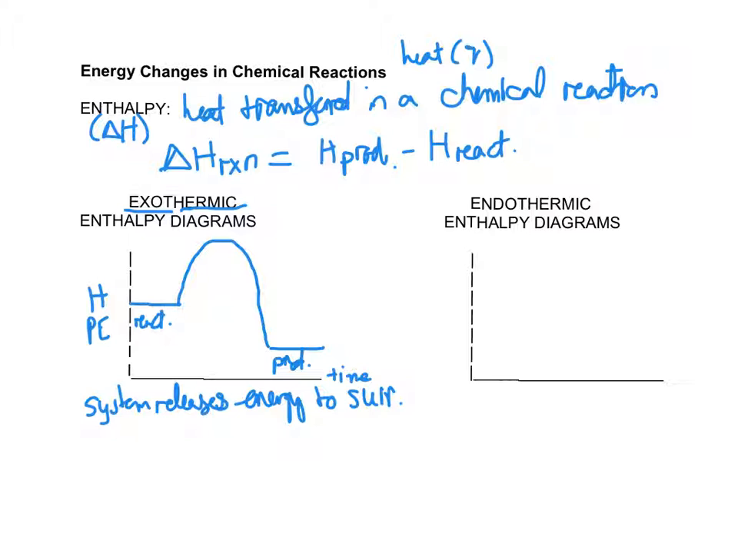The difference between the products and the reactants, that's my delta H. And in this case, remember that delta H will be negative if it's exothermic because my delta H of the reaction is products minus reactants. So I have a smaller number minus a bigger number. So a small number minus a big number, that's going to give me a negative value. So my delta H for an exothermic reaction is negative. That's one of the ways that you know that it's an exothermic reaction. That top of the hill there, that's your transition state.